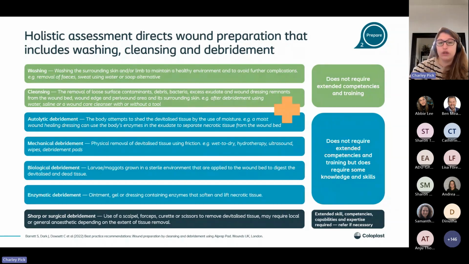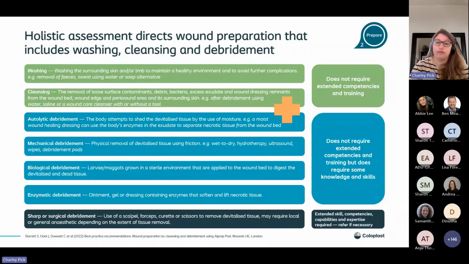Enzymatic debridement, so this is ointment, gels or dressings containing enzymes that soften and lift that necrotic tissue. Do need to be careful when you use an enzymatic debridement, because if you get any of it on healthy skin, it can cause burns. And then of course you have your sharp or conservative sharp surgical debridement.